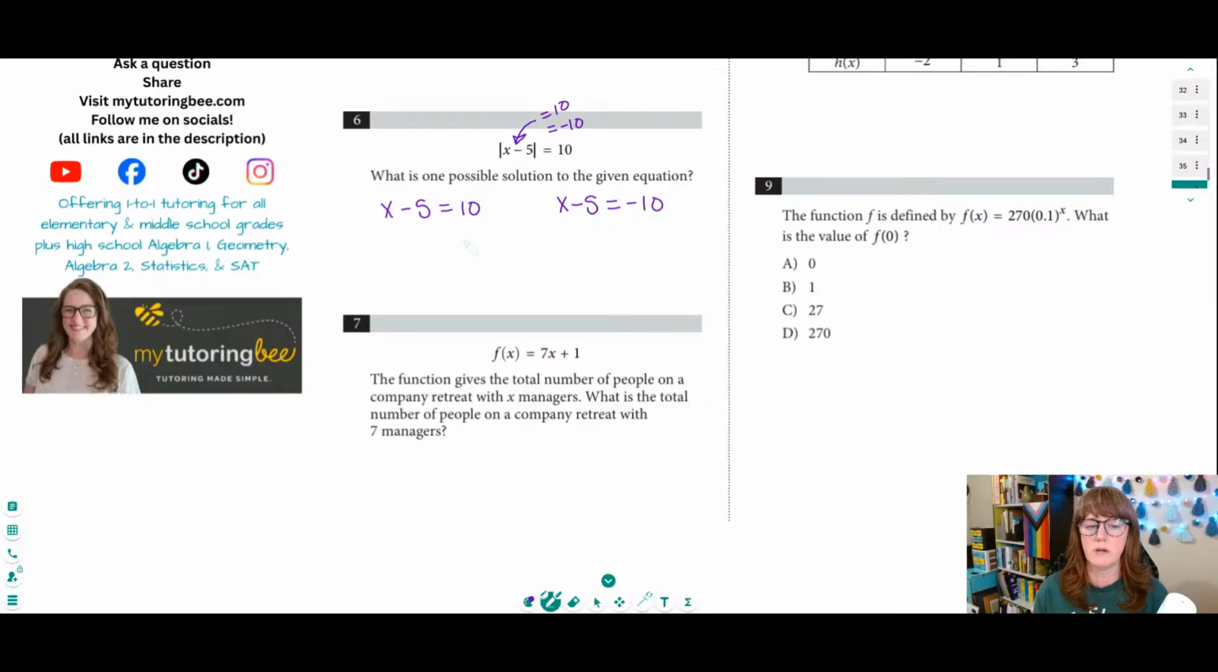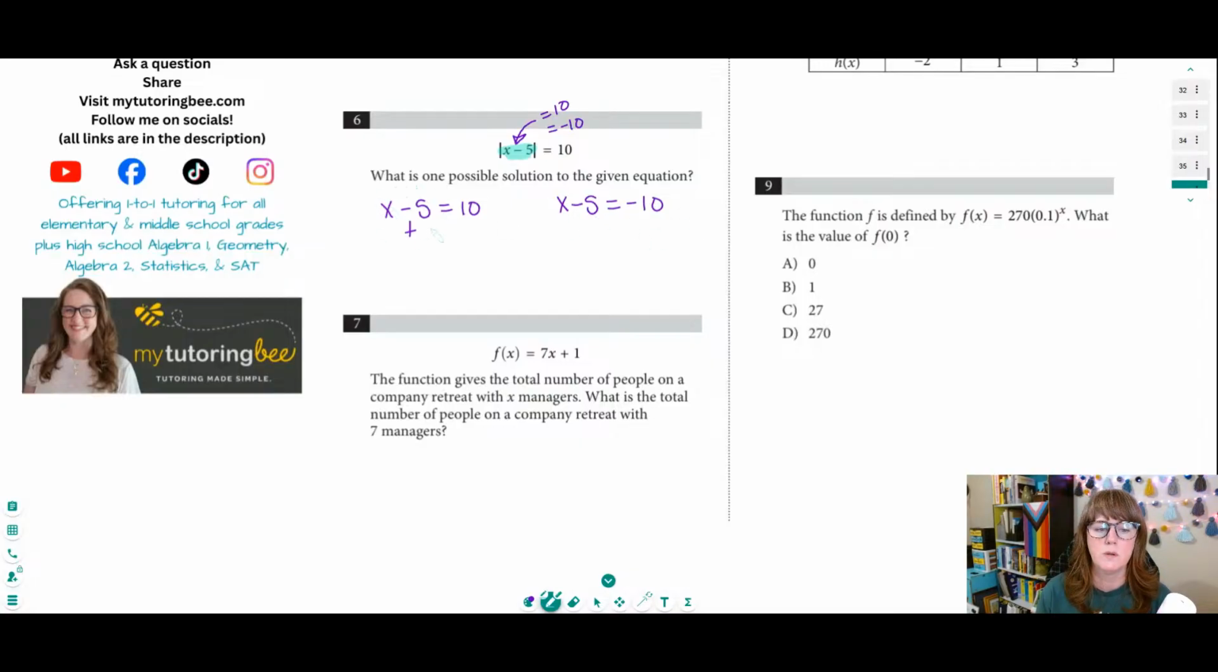These are just scenarios of what this x minus 5 could equal, positive 10 or negative 10. Either of those options would give us a positive 10 once we take the absolute value. So notice that we don't have the absolute value bars on these anymore.